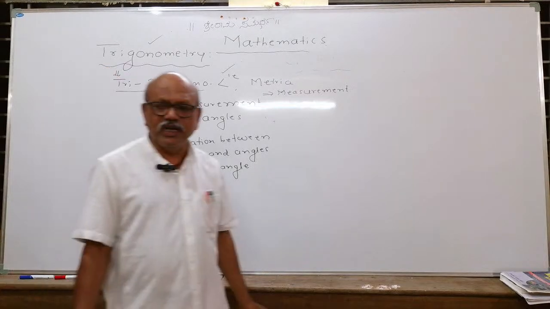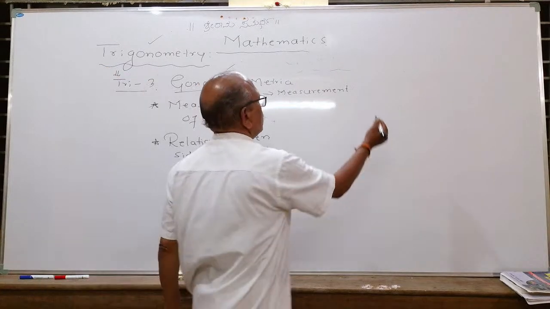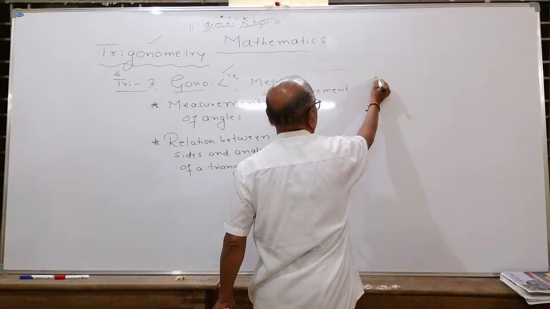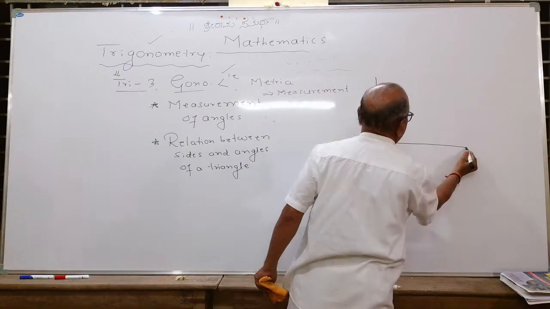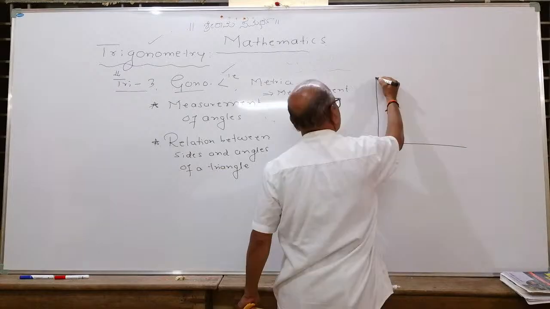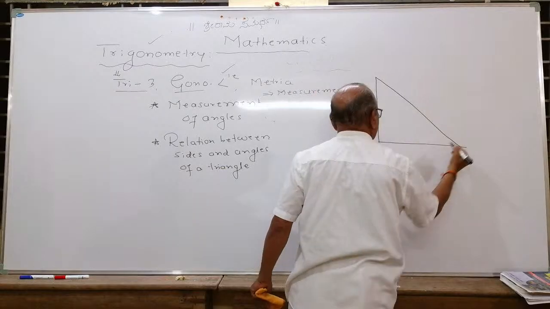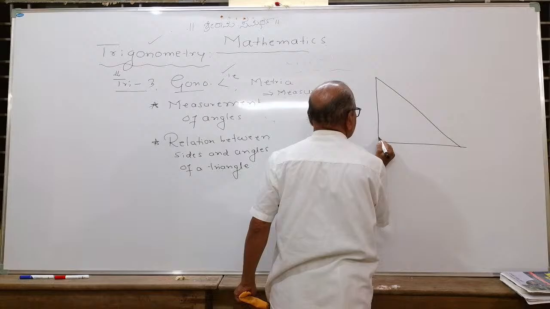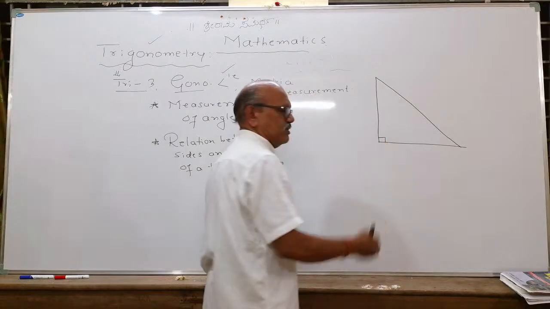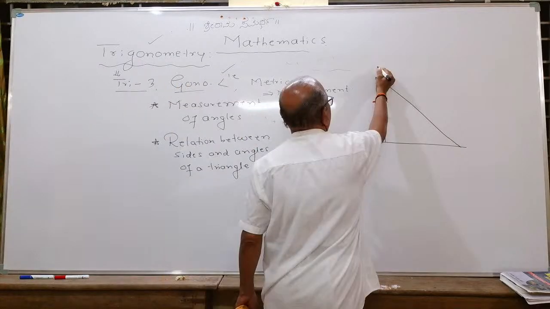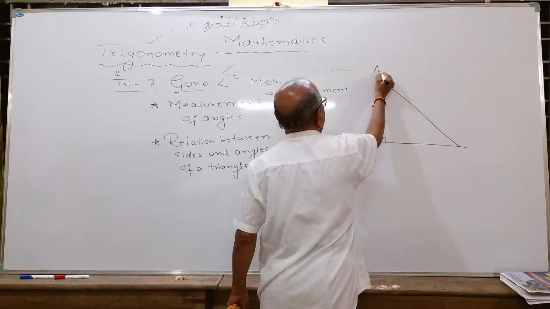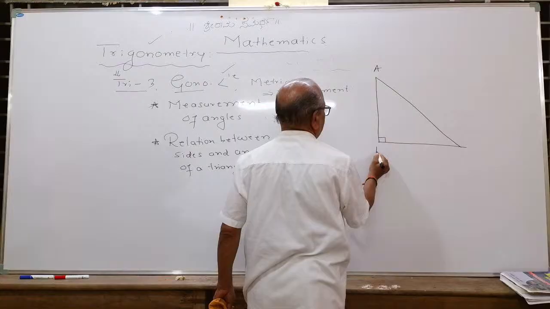Initially, this particular geometry, that is trigonometry, was started with a right angle triangle. Let us draw a right angle triangle. Right. Later, it can be applied to any type of triangle. You will be learning that in higher classes. Initially, it was started with a right angle triangle. Let us take a right angle triangle ABC.